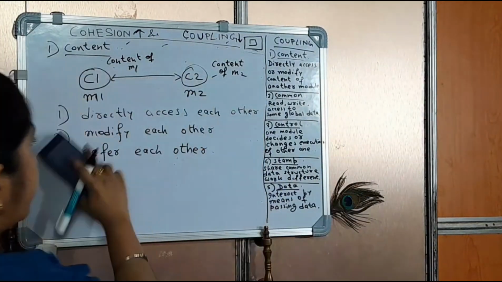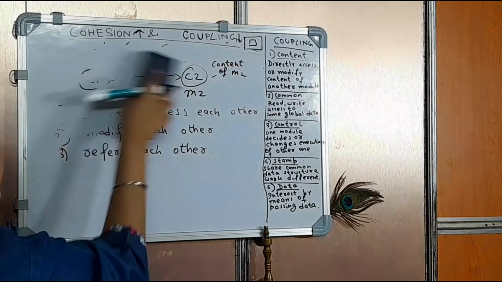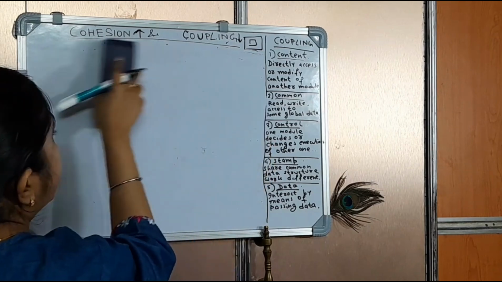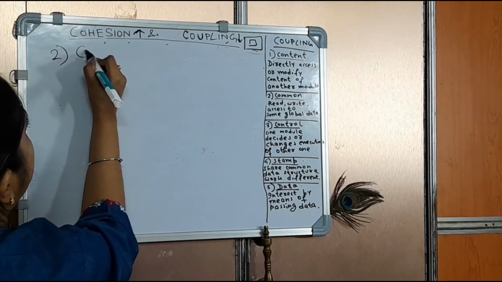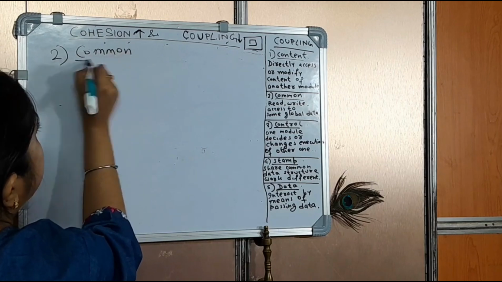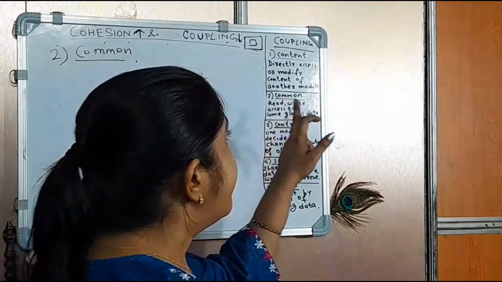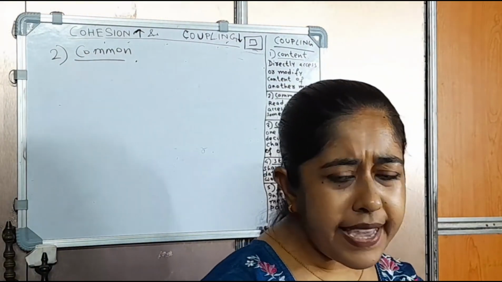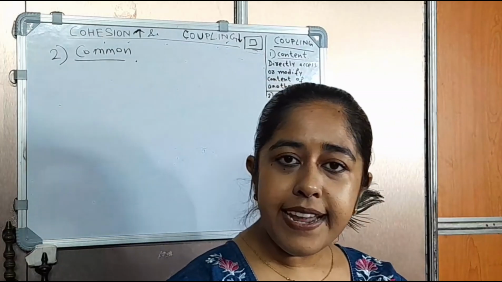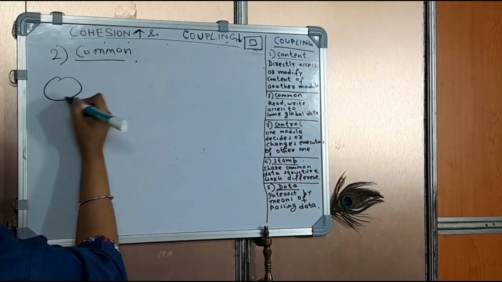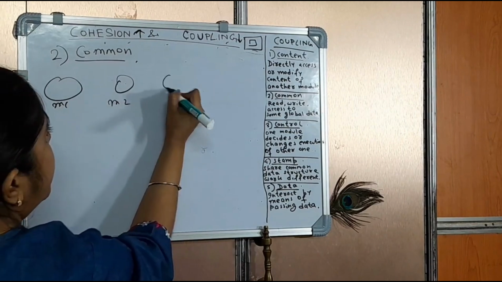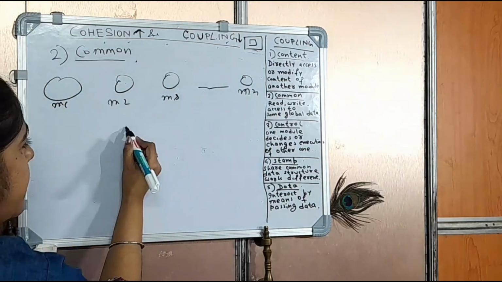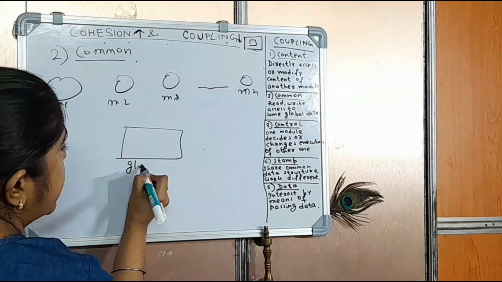Clear? Now, let's see the next kind of coupling of our coupling types. Next is common coupling. Common coupling. Now, what is common coupling? Read, write, access to some global data. Here, multiple modules are there, M1, M2, M3, Mn, whatever. Suppose here is a common data, global data. This is my global data.